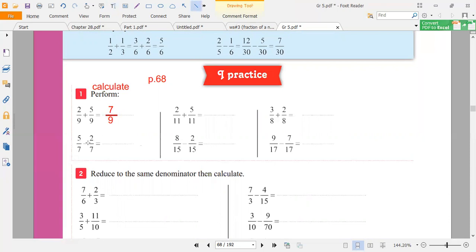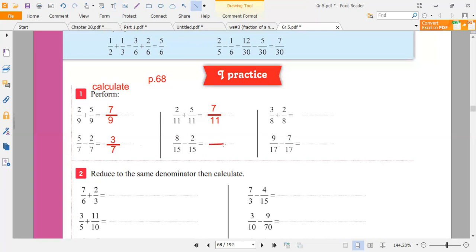5 sevenths minus 2 sevenths. They have the same denominator. So what we do, we keep the denominator and we subtract the numerators. 5 minus 2 is equal to 3. 2 elevenths plus 5 elevenths. They have the same denominator. So we can add them. We keep the denominator and we add the numerators. 2 plus 5, 7.